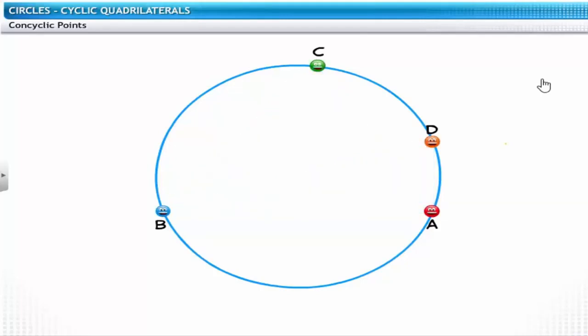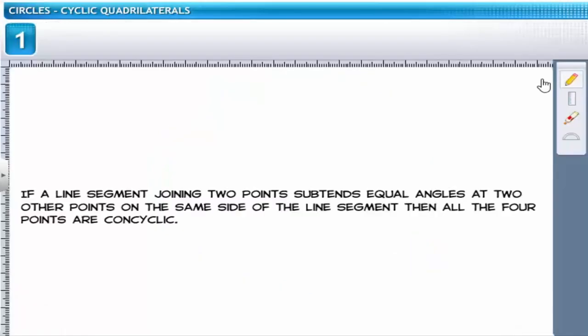D has found his position. Like his friends A, B and C, he is also standing on the circle. Based on the observation, we arrive upon the theorem which states if a line segment joining 2 points subtends equal angles at 2 other points on the same side of the line segment, then all the 4 points are concyclic.